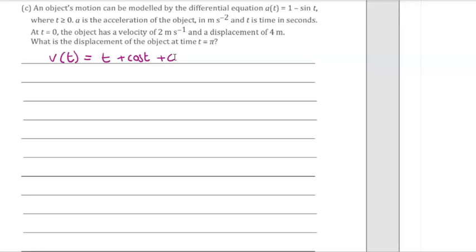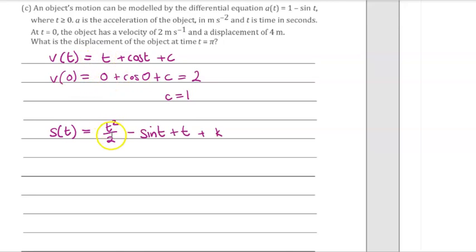Now we need to work out the plus c, which we can do from this information just here. So when the time is 0, the velocity is 2. So set that equal to 2 when t is 0, and we can see that c will be 1. Now we integrate the velocity again to get the displacement, which we call s of t. So if we integrate t, we get t squared over 2. Integrate cos, we get minus sine t. And if we remember that c is a 1, we integrate that, we get t, and then plus a constant.